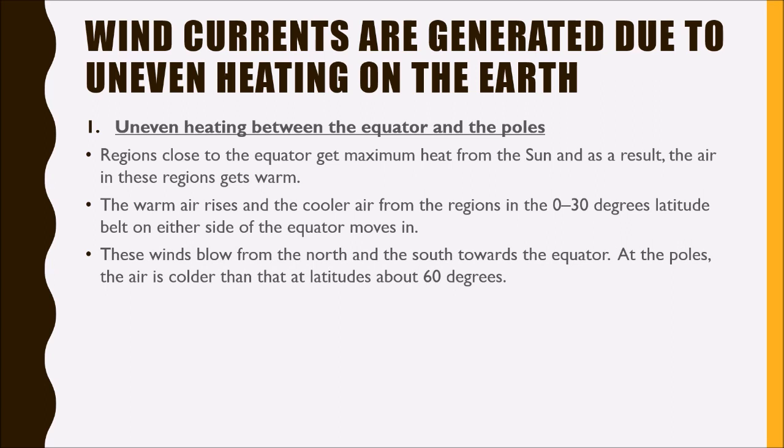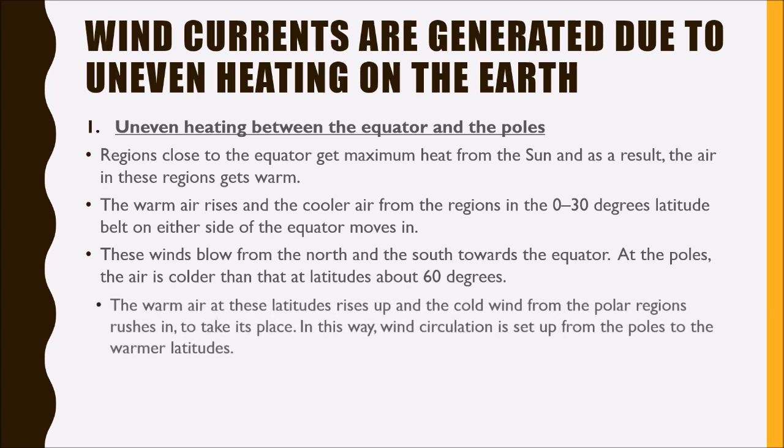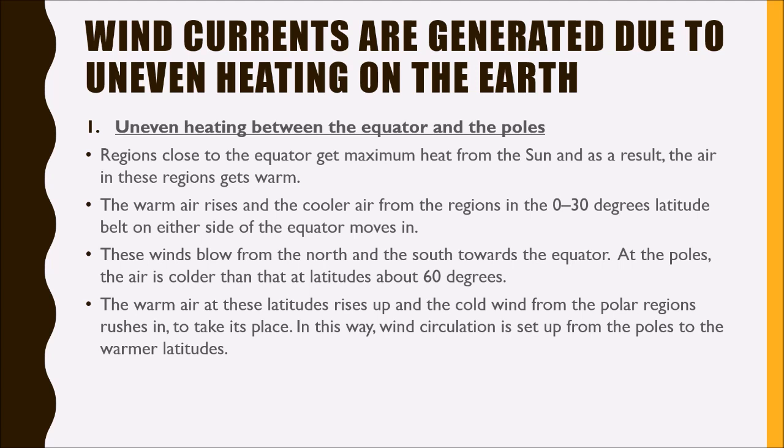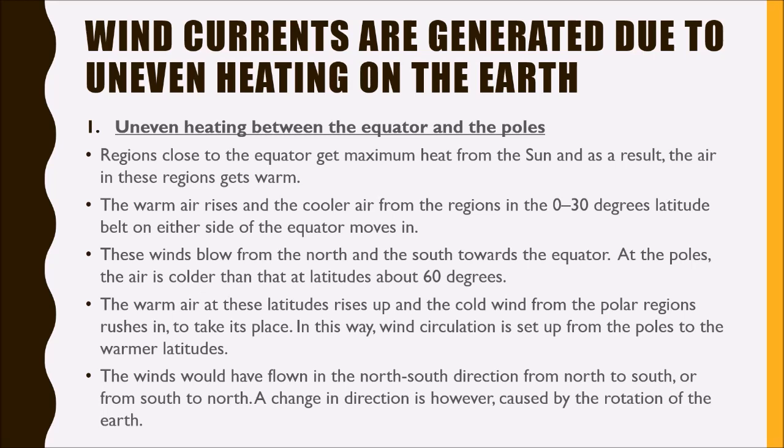At the poles, the air is colder than that at latitudes about 60 degrees. The warm air at these latitudes rises up and the cold wind from the polar regions rushes in to take its place. In this way, wind circulation is set up from the poles to the warmer latitudes. The winds would have flown in the north-south direction, from north to south or from south to north. A change in direction is however caused by the rotation of the earth.